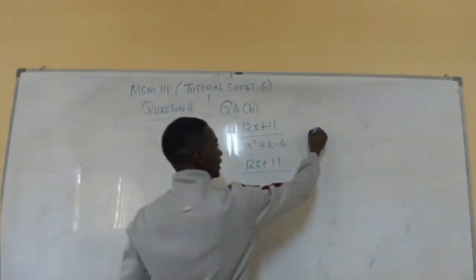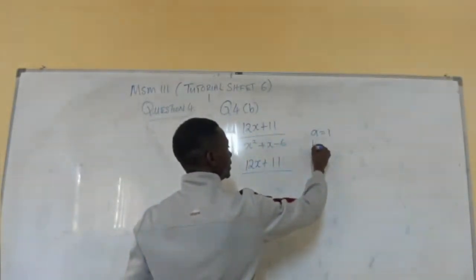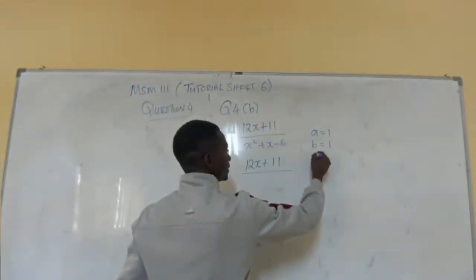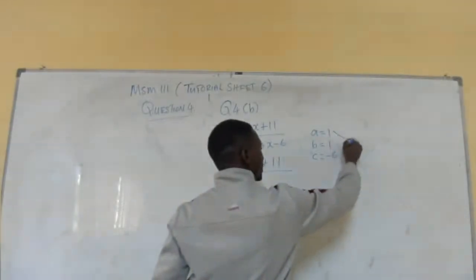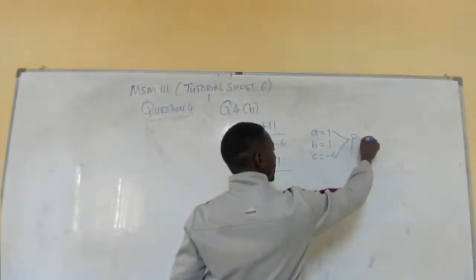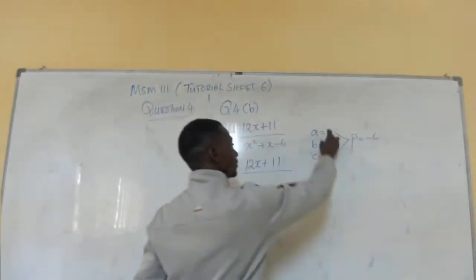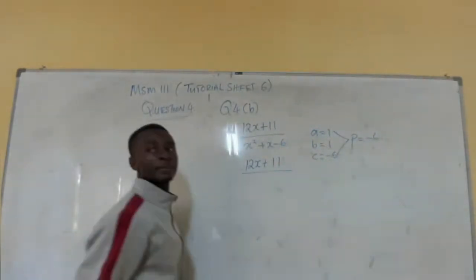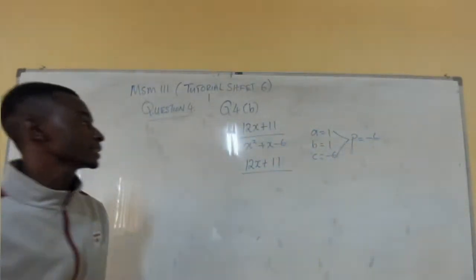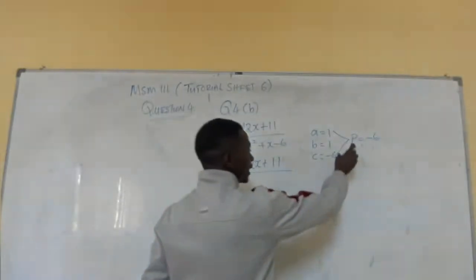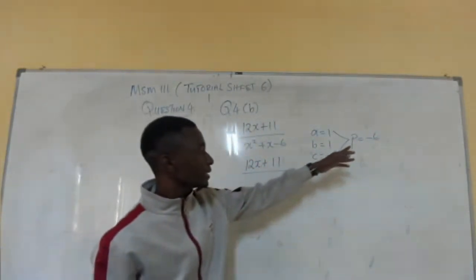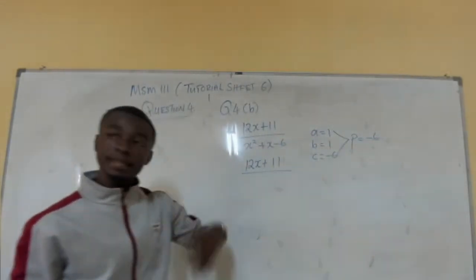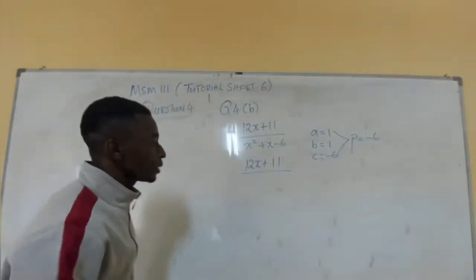Here my A is 1, my B is 1, and my C is negative 6. So what's our product? Our product here is negative 6, if you multiply 1 by negative 6. Now you have to look for two numbers. If you multiply them, you get negative 6. If you add them, you get 1. So what are those two numbers?